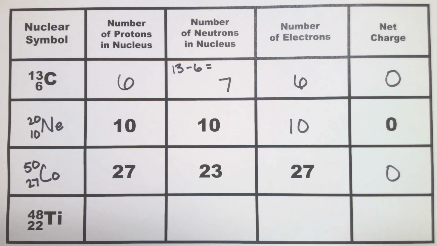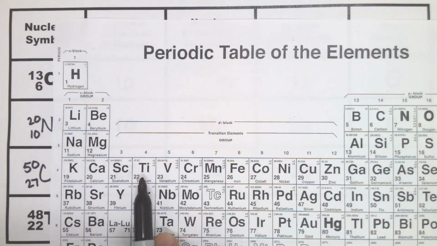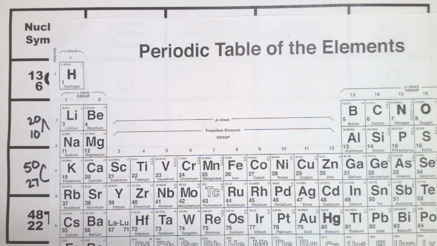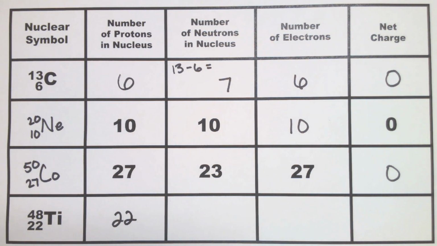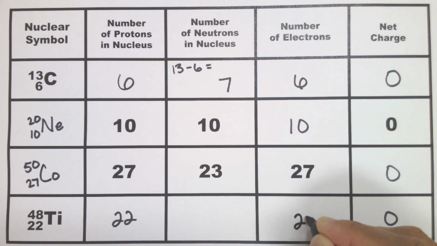Let's close out this table with our last example, titanium, Ti, with an atomic number of 22. Titanium has an atomic number of 22. There's no net charge in the upper right-hand corner, so our net charge is 0. If there's 22 protons in the nucleus, there must be 22 electrons outside the nucleus.